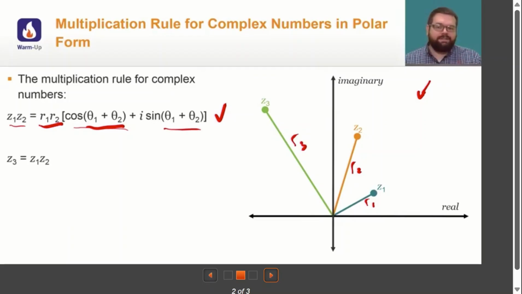You can see that z sub 3 has a modulus, or distance from the origin, that is the product of the moduli r sub 1 and r sub 2. And the argument, or angle of rotation, for z sub 3 is the sum of the arguments theta 1 and theta 2.